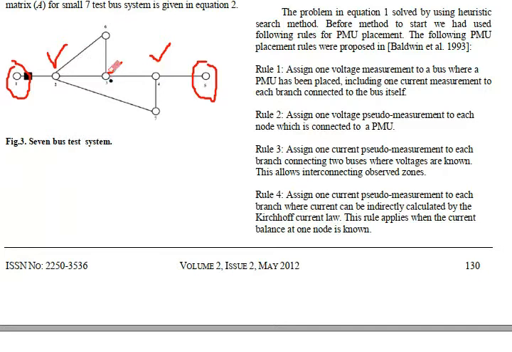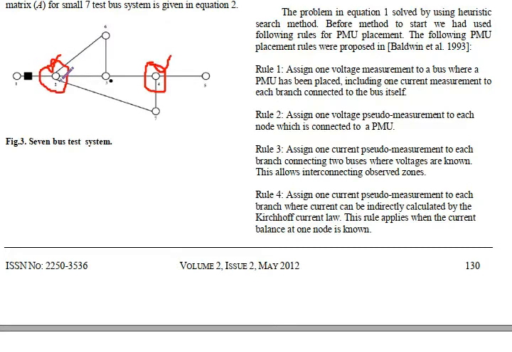For example, concluding up to step number 8, we decided to find the buses that are connected to the radial buses. So this one and these buses are connected to the radial buses. If these are not zero injection buses, place a PMU there. So I'm making a circle to show that a PMU is placed there.